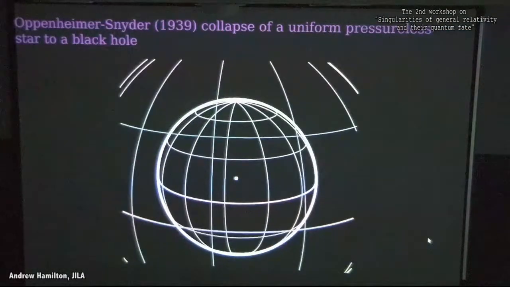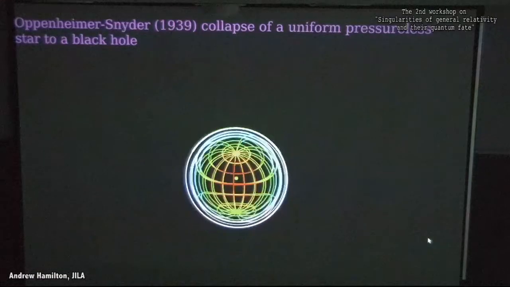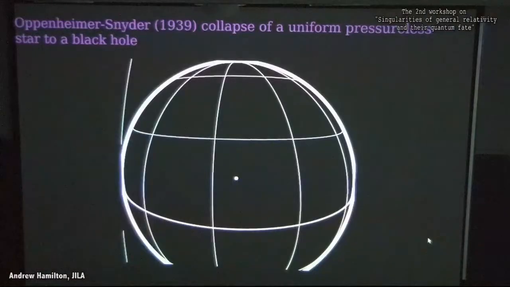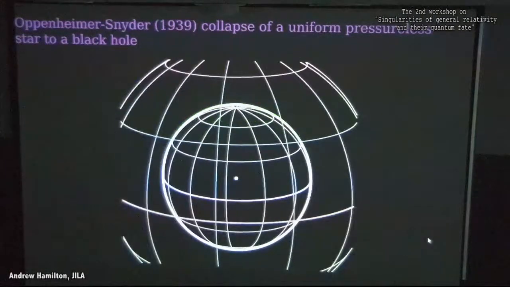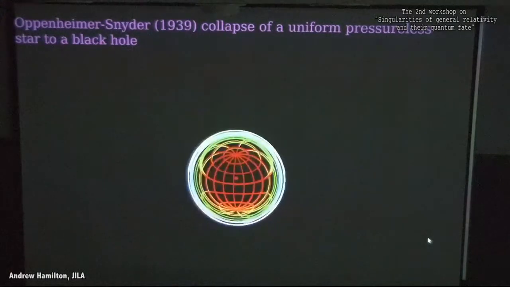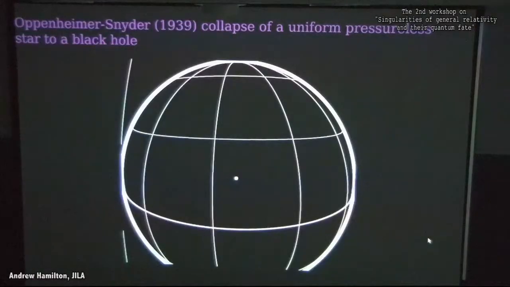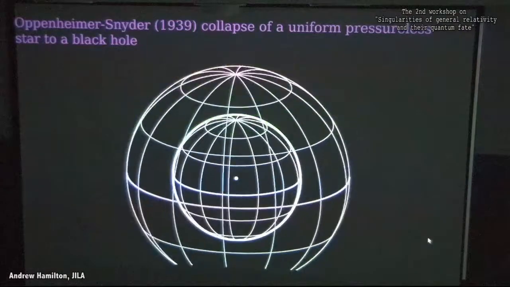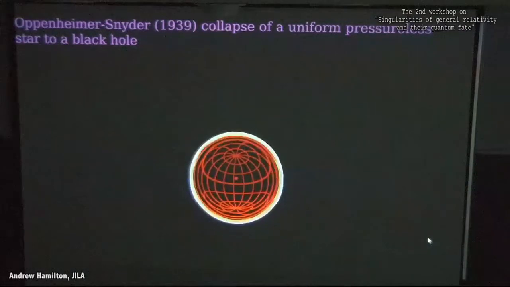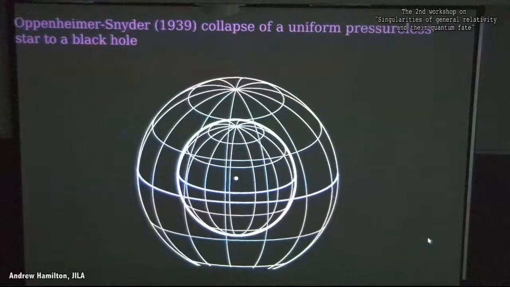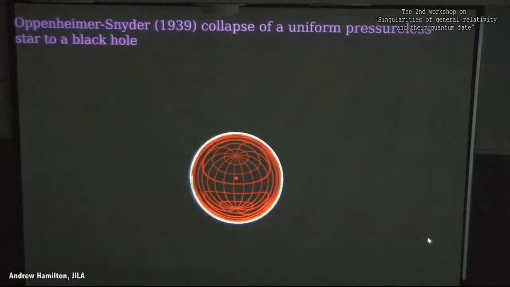This is, again, an accurate visualization of the collapse of a pressureless uniform star to a black hole, first calculated by Robert Oppenheimer and his student Snyder in 1939. I've made it transparent, not because real stars are transparent, nor are they pressureless, nor uniform density, but these are the simplifying assumptions. I've got an outer layer, an intermediate layer, and then a center there. And this is what it looks like from the outside.